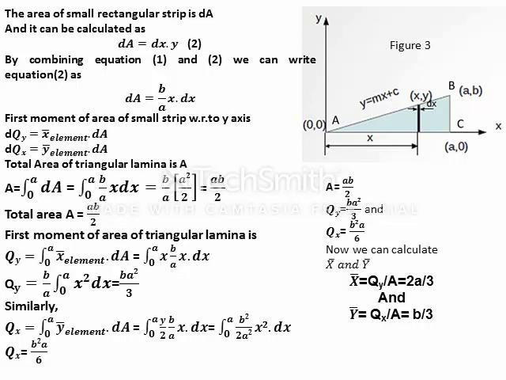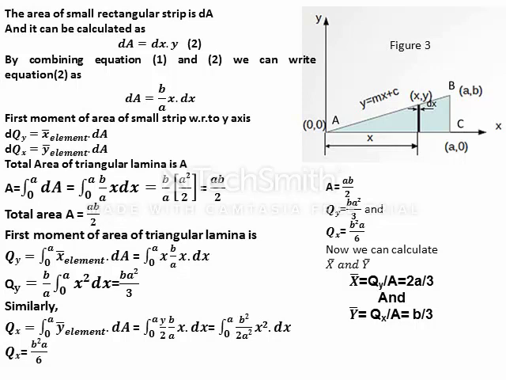Now I am moving to the calculation of the total area of the triangular lamina. The total area of the triangular lamina can be calculated by integrating the small strip's area dA. That is, the total area of the lamina, capital A, is equal to the integral of small dA over the limits 0 to a. dA can be written as b by a into x dx, and I am integrating. Upon integration and applying limits, I will get the value as ab by 2.